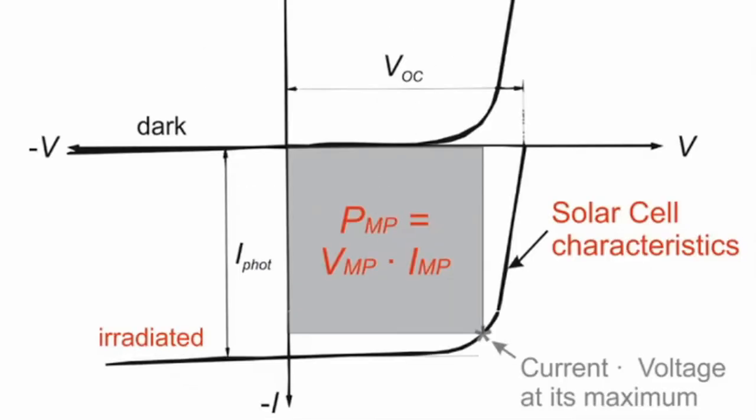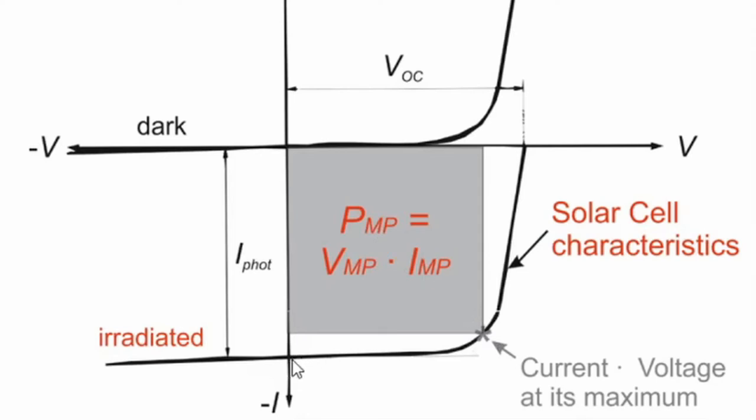If we take a look at the solar cell, that's the irradiated diode, the only difference is that we have a shift of that curve towards negative currents by the amount of the photocurrent. Here you see this curve indicated with the red text. At a certain point, if you take power out of it, you have the point where you have the maximum of the multiplication of current times voltage. This is the so-called maximum power point, MP.